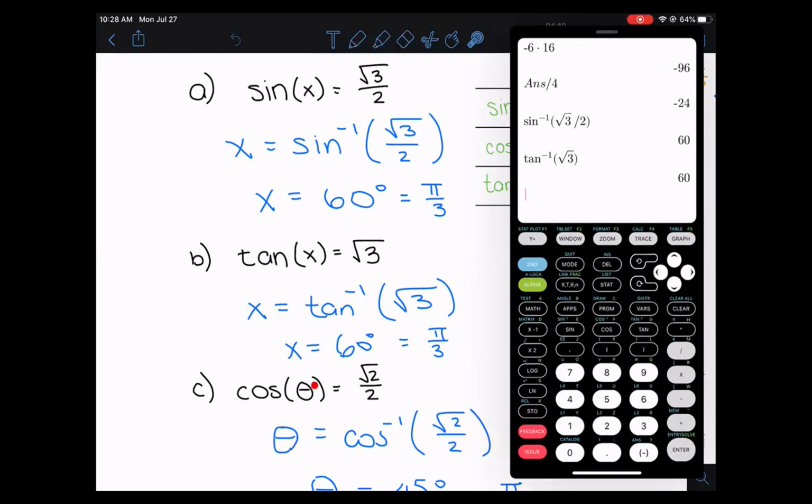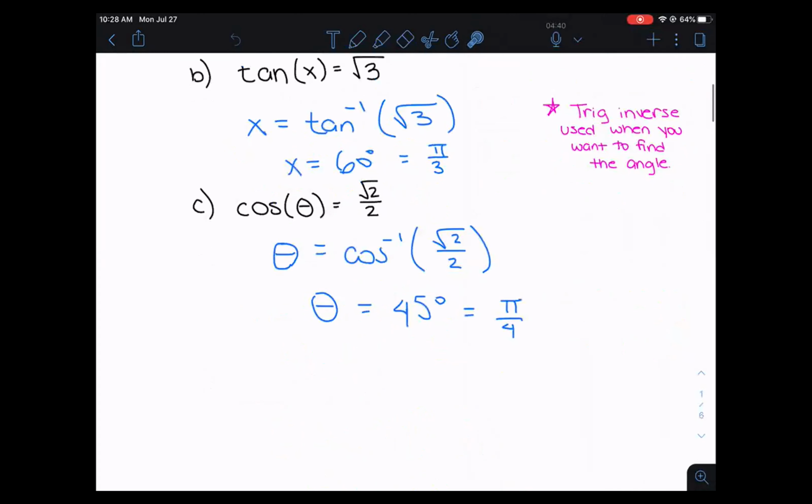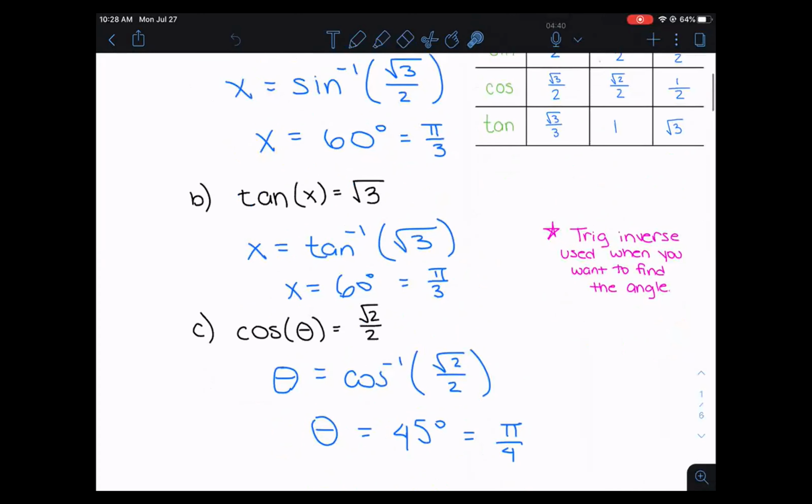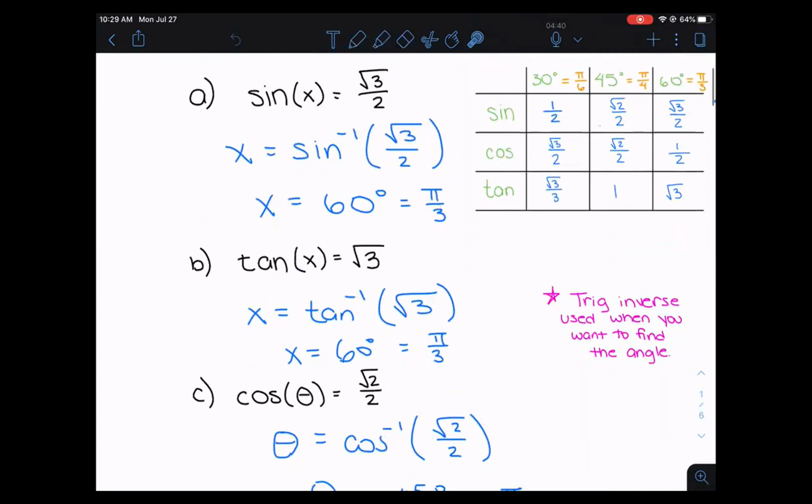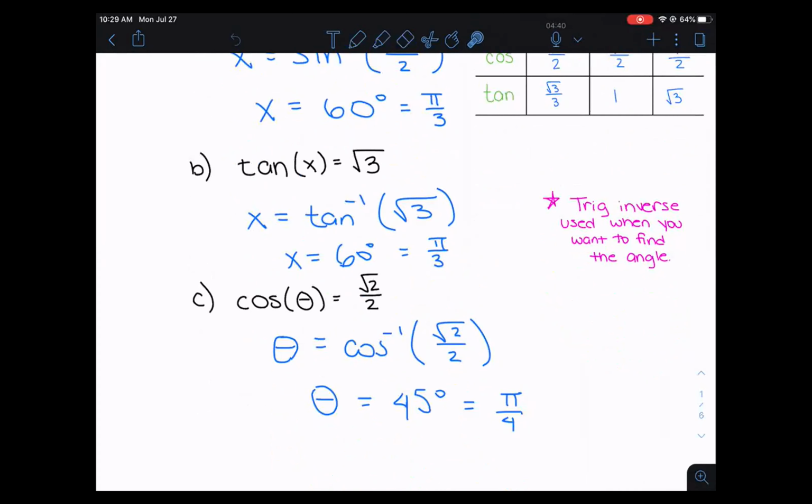And then cosine of theta equal to the square root of 2 over 2. Again, same thing. You can go to your calculator and type in cosine inverse of the square root of 2 over 2, and that gives you 45 degrees. You can also determine that from your table. If you're trying to see what gives you square root of 2 over 2, that's 45 degrees, so that's pi over 4. And that's essentially how you can find the angle for this. This is just finding one angle. Are there questions about this part?